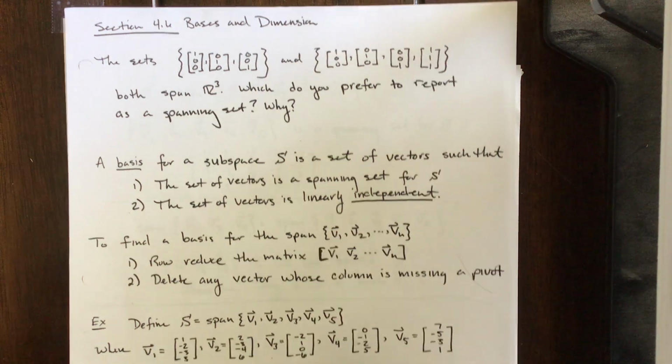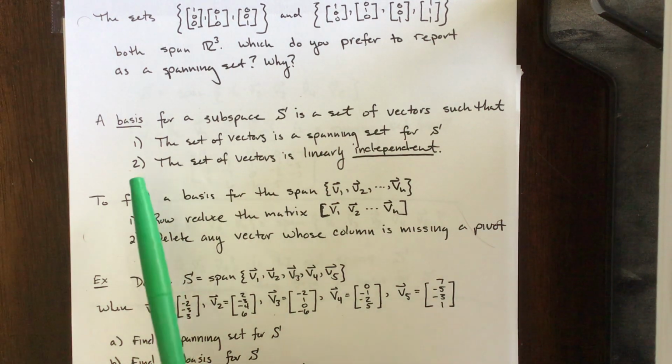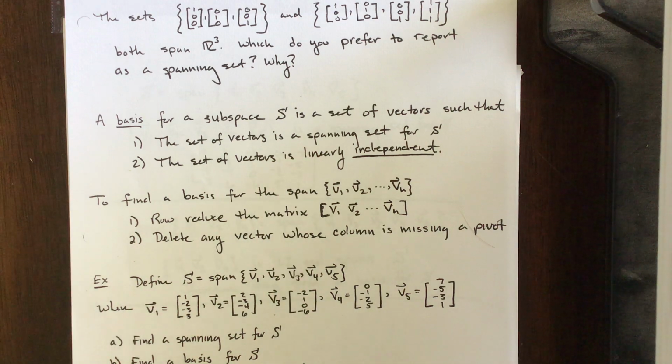A basis for a subspace is a set of vectors that spans that subspace. Okay, that's the first requirement. You have to be a spanning set. Then you have to be a linearly independent set as well. So that means you can have no redundant vectors. You want the smallest spanning set that you can find.